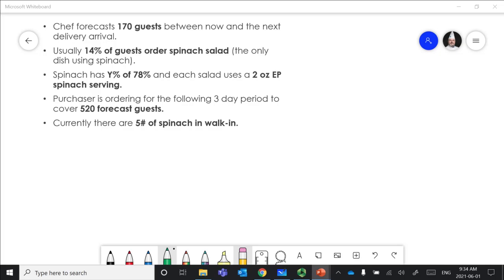Okay, so the first thing we're going to have to figure out is how much ingredient do we need, right? So the first thing we're going to do is we're going to say, okay, how many guests?